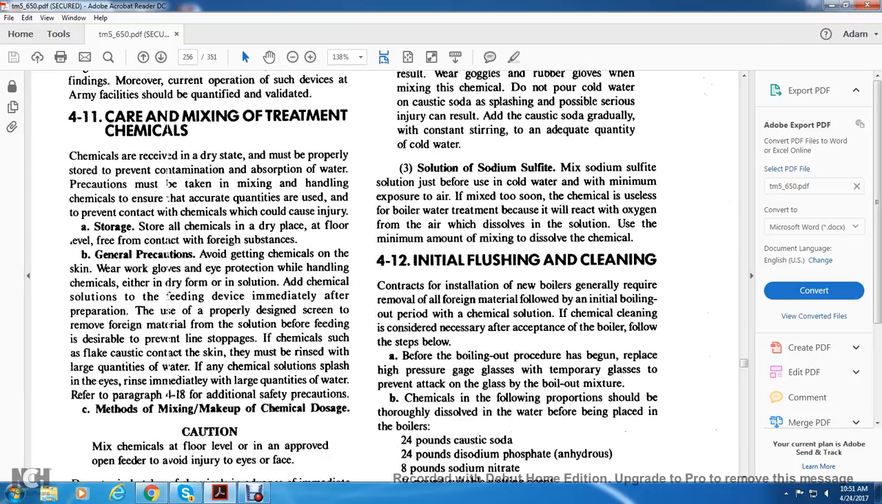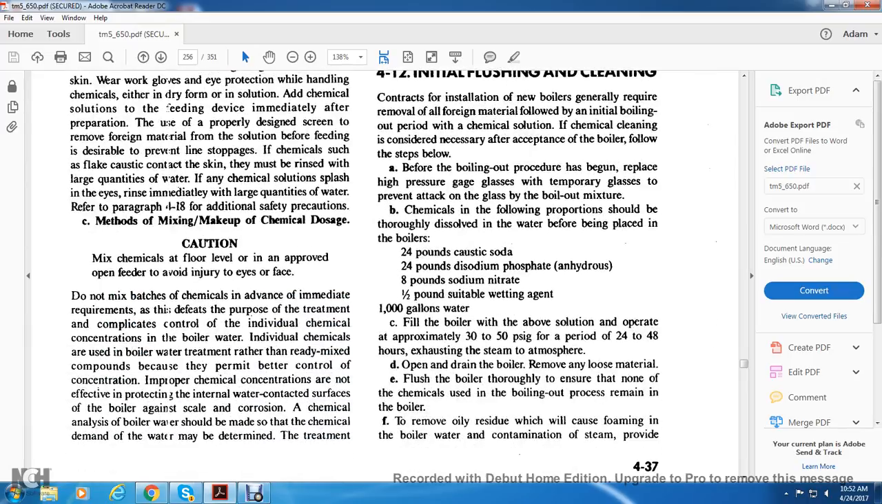Storage. A. Store all the chemicals in dry places at floor level, free of contact with foreign substances. B. General precautions: avoid getting chemicals on the skin. Wear work gloves and eye protection when handling chemicals, either in dry form or in solution. Add chemical solutions to the feeding device immediately after preparation. The use of a properly designed screen to remove foreign material from the solution before feeding is desirable to prevent line stoppages. If the chemicals are flaky or caustic and contact the skin, they must be rinsed off with large quantities of water. If chemical solutions are splashed in the eyes, rinse immediately with large quantities of water. Refer to Figure 418 for additional safety precautions.